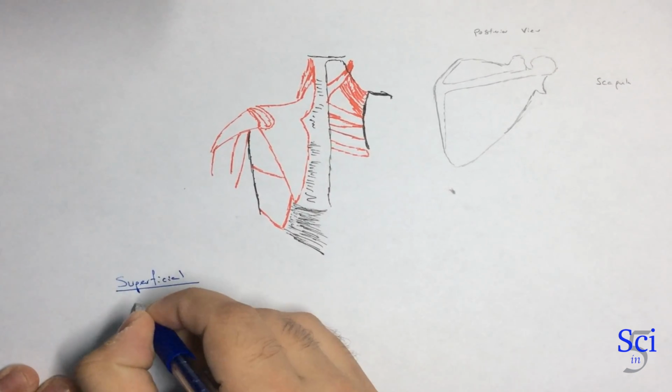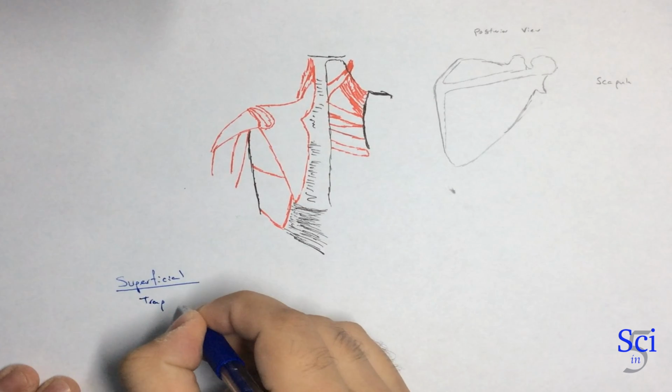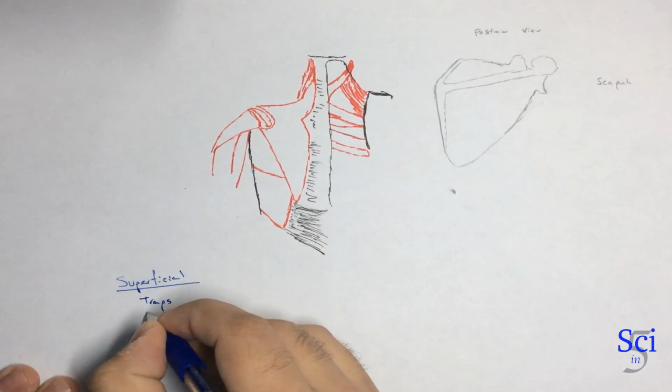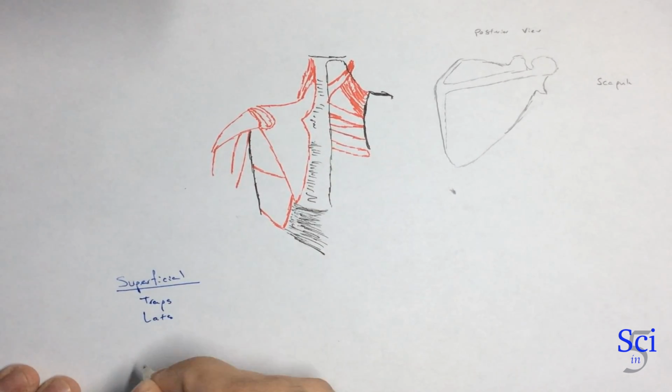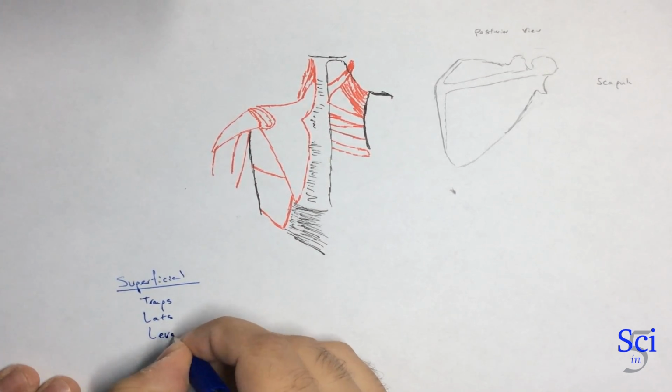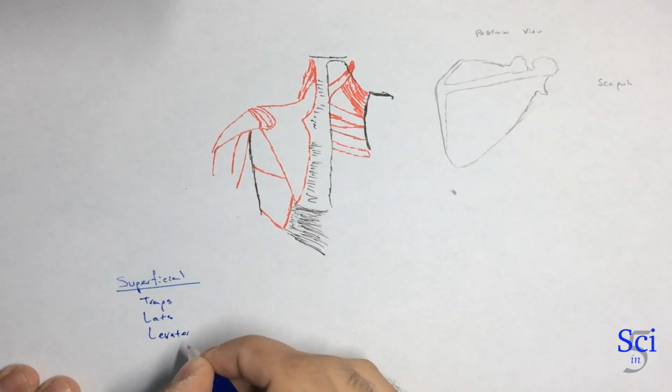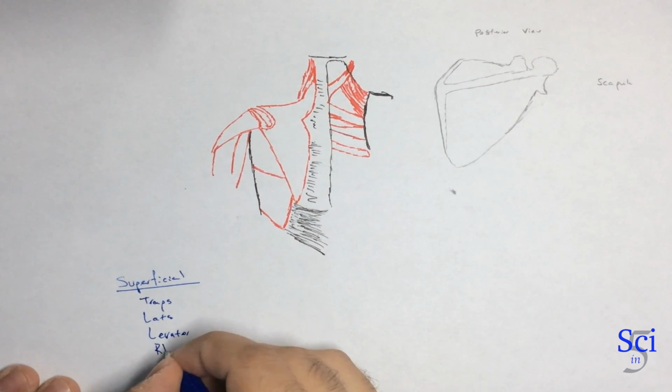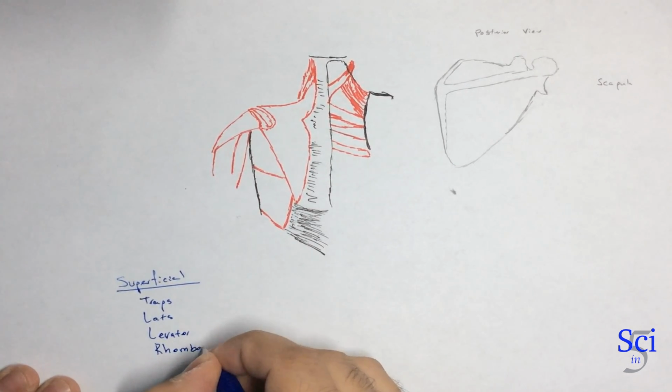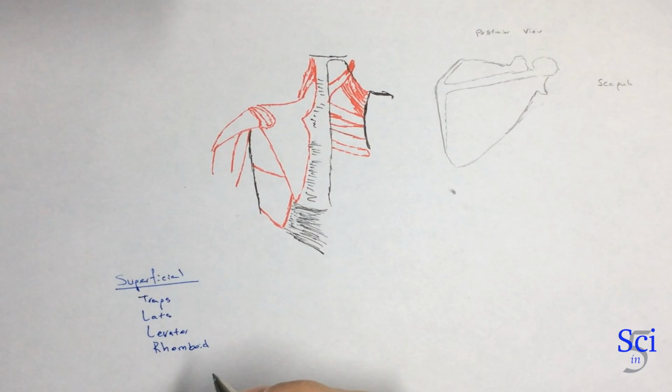we have the trapezius, the Latissimus Dorsi, the Levator Scapulae, and the Rhomboids. There are two rhomboids, the minor and the major.